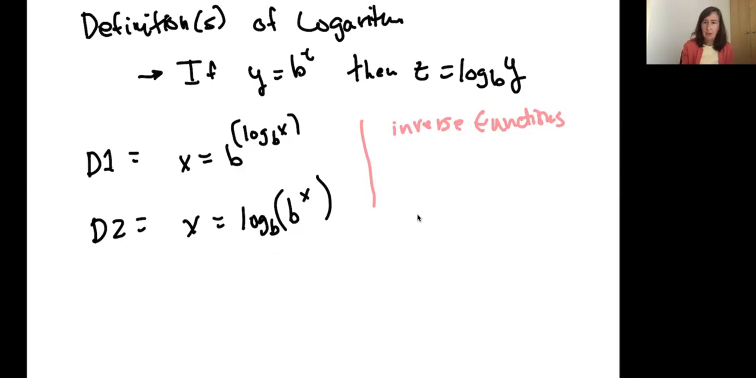We're going to use, like I said, these definitions to solve problems, and these are particularly useful in some of the practice problems you have and some of the derivations that we'll do. That's why I'm giving them the little D1 and D2 labels here.